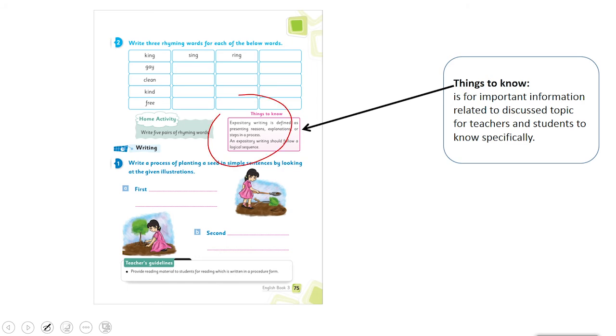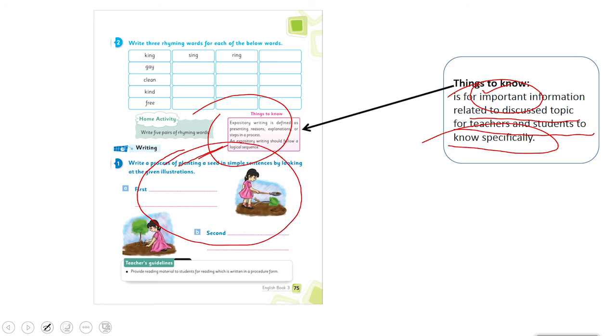Things to know box. The things to know box provides you extra information and important information related to the discussed topic for teachers and students to know specifically. It may be a definition, example or rule or important information which is important for students to know. This things to know box is related to this type of writing which is expository writing. Students should know what expository writing is so they can conduct the assessment.